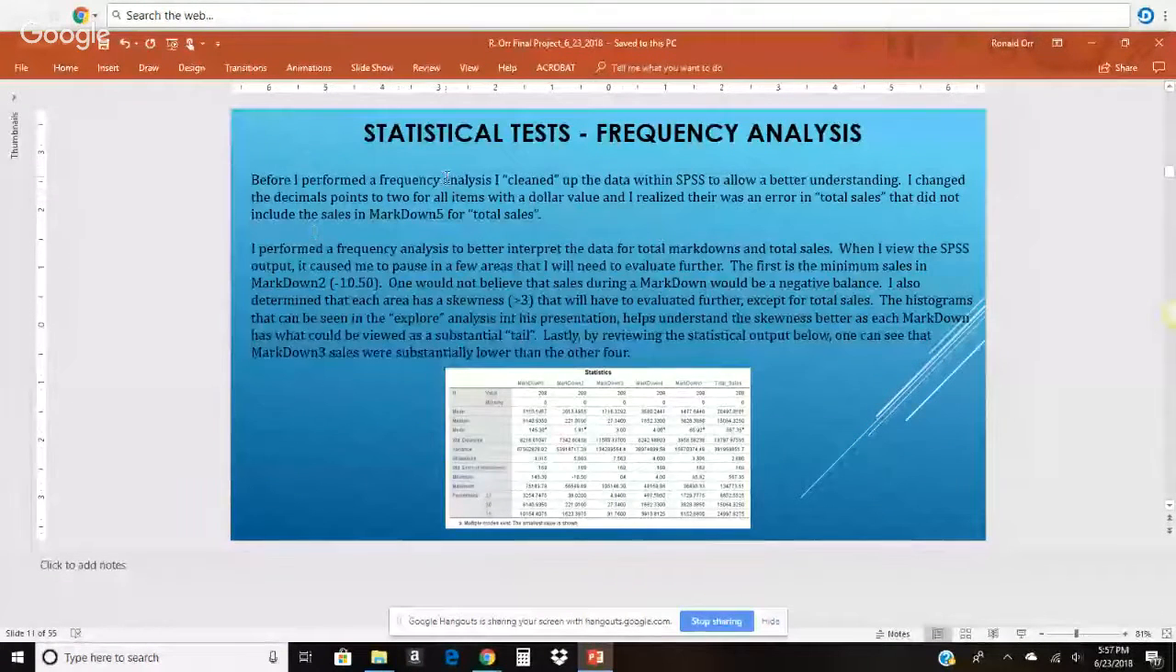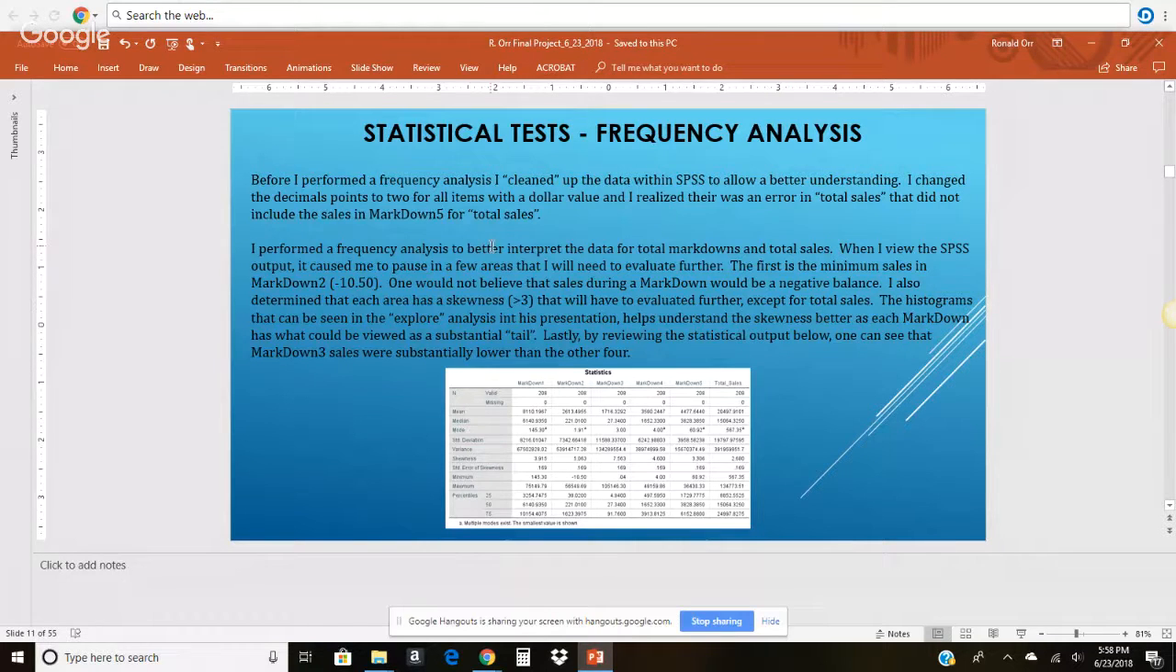Before I performed a frequency analysis, I cleaned up the data within SPSS to allow a better understanding. I changed the decimal points to 2 with the dollar value, and I realized there was an error in total sales that did not include the sales in markdown 5. What I did was I had to go in and fix this, so I changed the total sales to equate to all 5 totals from the markdowns. Then I performed a frequency analysis to better interpret the data for total markdowns and total sales.